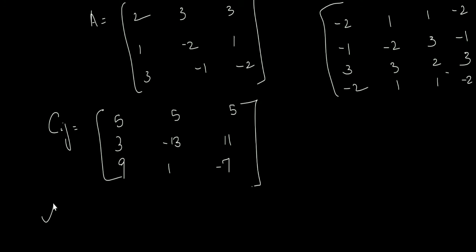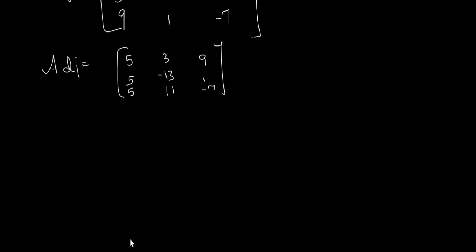What is the adjoint? Take the transpose of this. So it will become 5, first row will become first column, and second row 3, minus 13, 11, 9, 1, minus 7. This is how you find the adjoint. So if you know how to find the adjoint and the determinant, you can find the inverse.